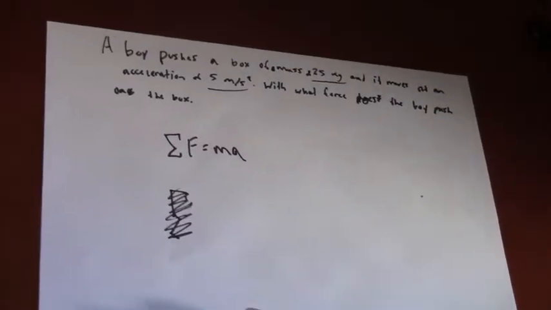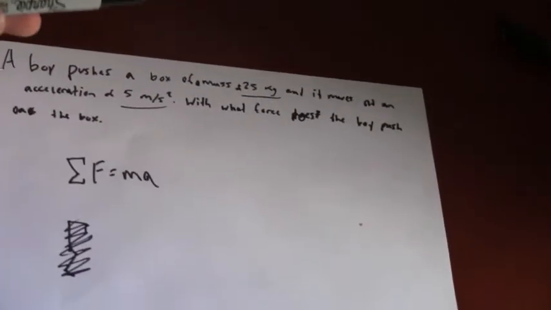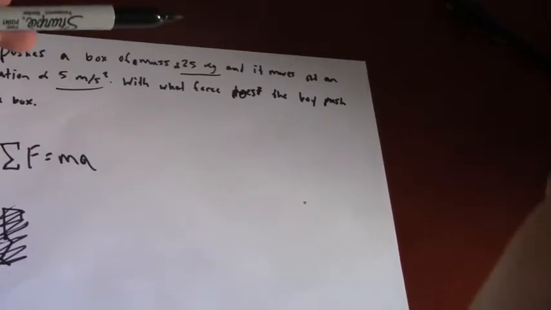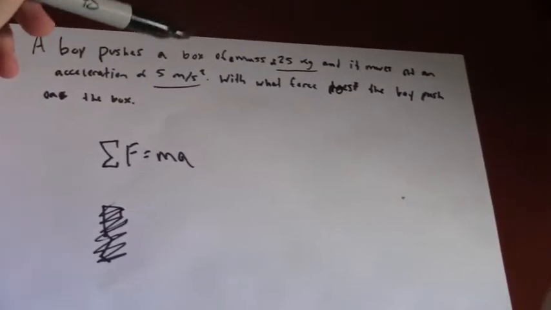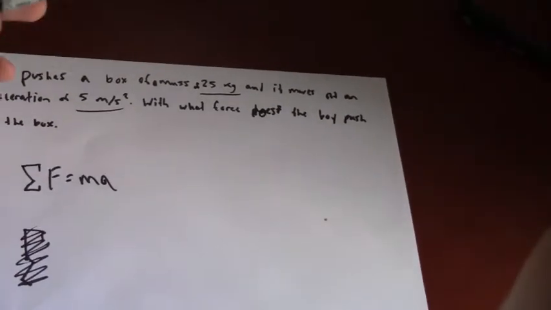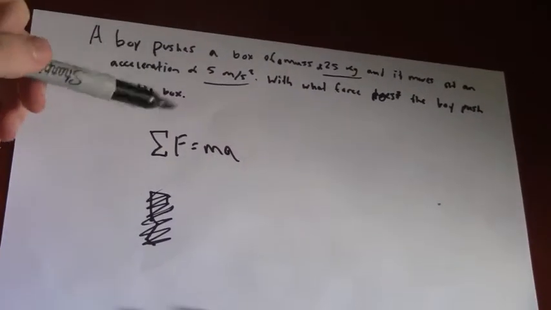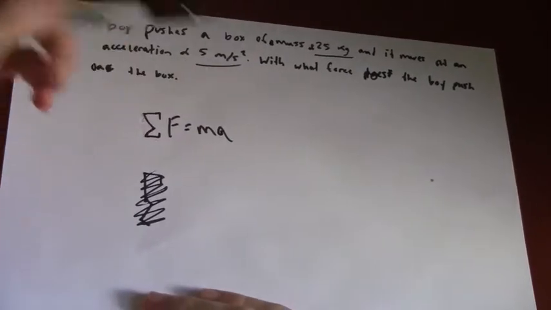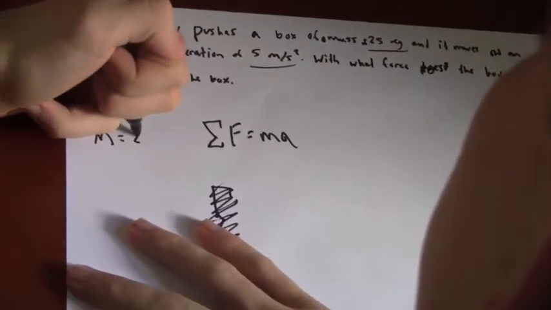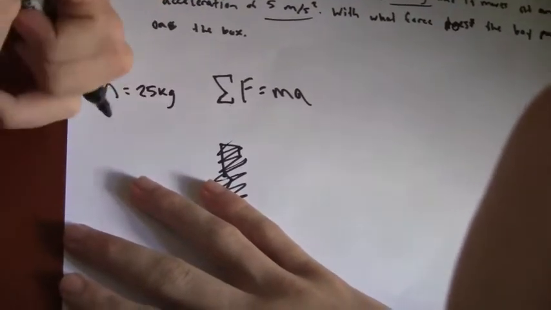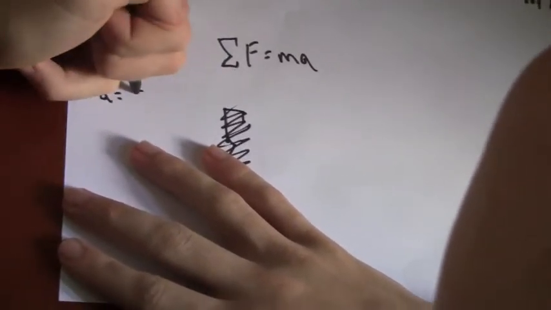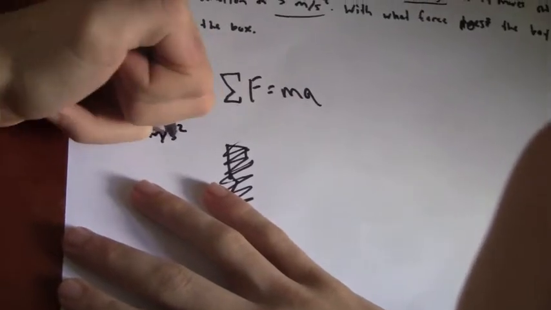The problem we have here is a boy pushes a box of a mass of 25 kilograms, and it moves at an acceleration of 5 meters per second squared. With what force does the boy push the box? So we know from Newton's second law that we have the equation sum of all forces equals mass times acceleration. And we know from the problem that the mass is equal to 25 kilograms, and the acceleration is equal to 5 meters per second squared.